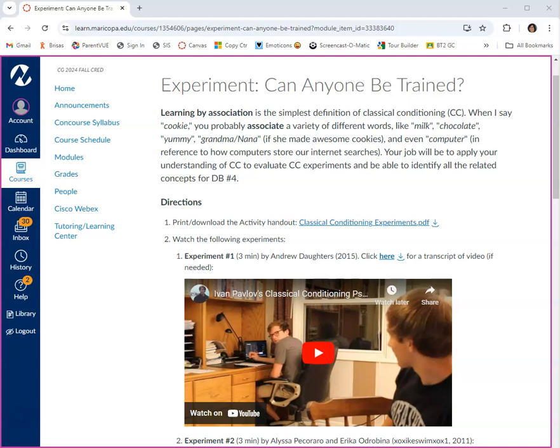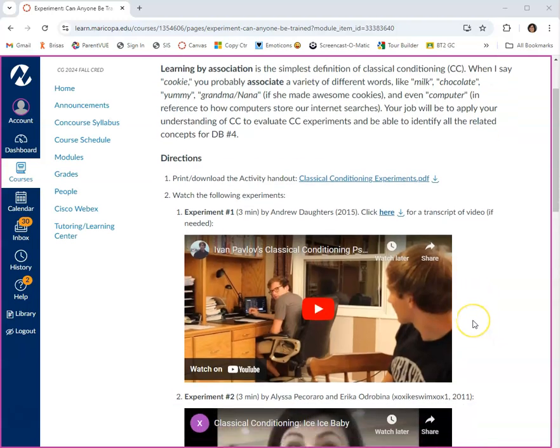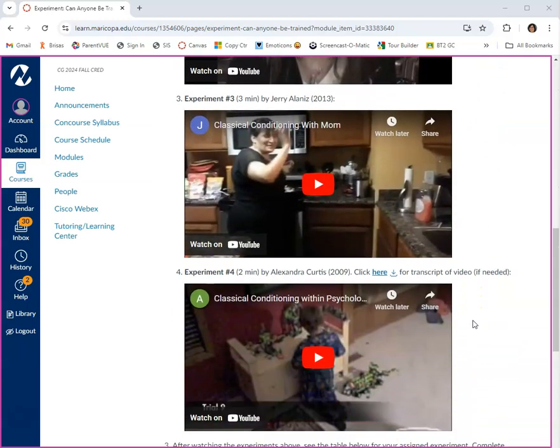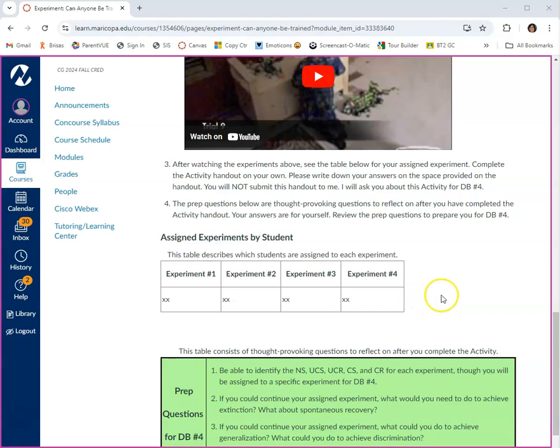In the experiment, Can Anyone Be Trained?, students, just like you, conducted experiments to show learning by association in real life. Please watch the following 4 experiments first. Then see the table below for your assigned experiment to complete the activity handout. This activity will prepare you for discussion board number 4.